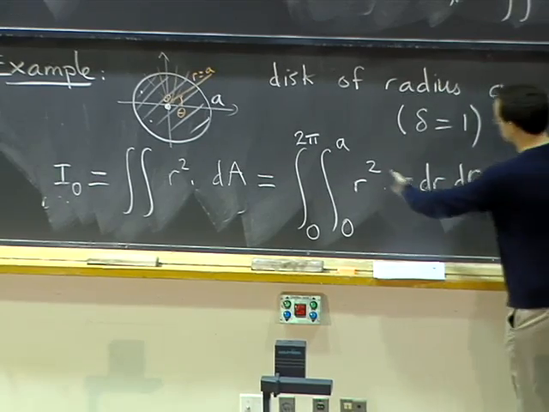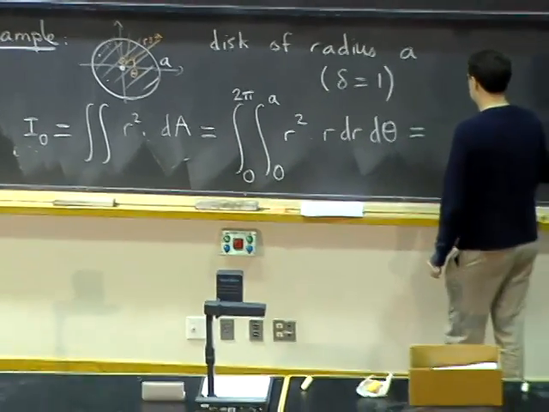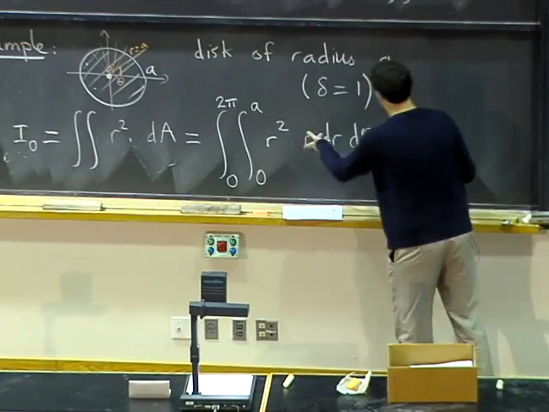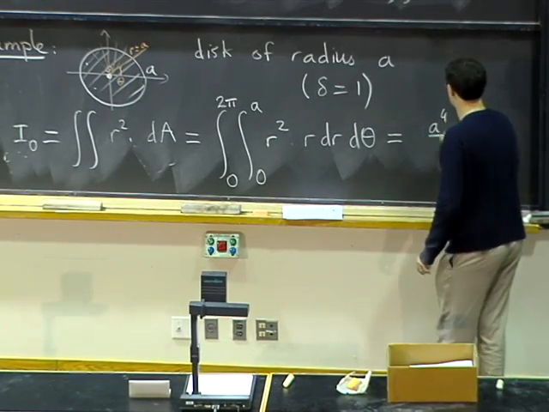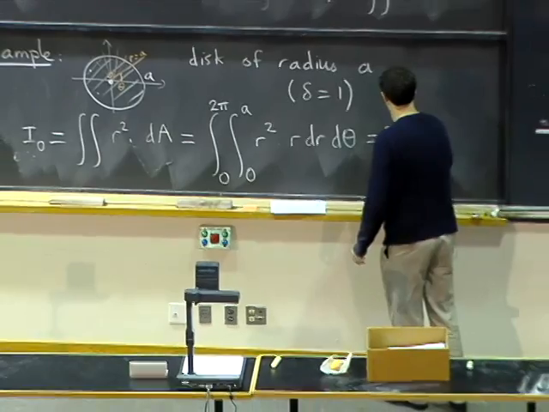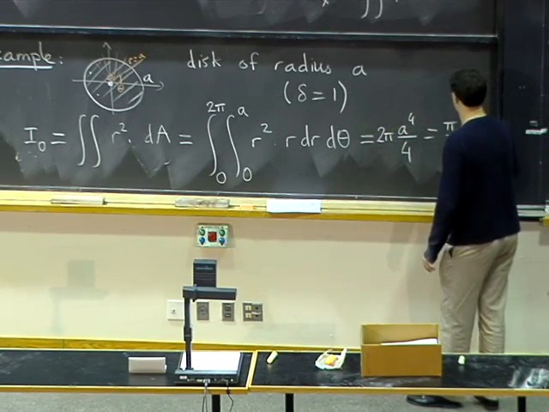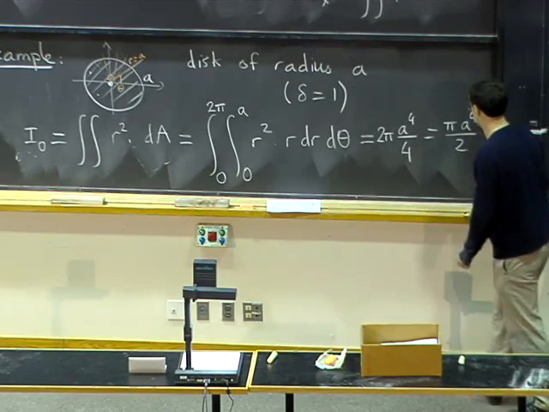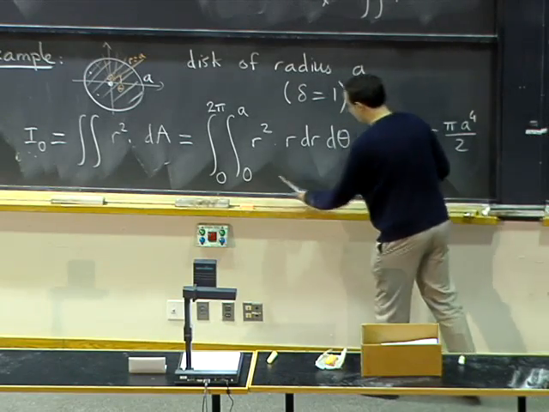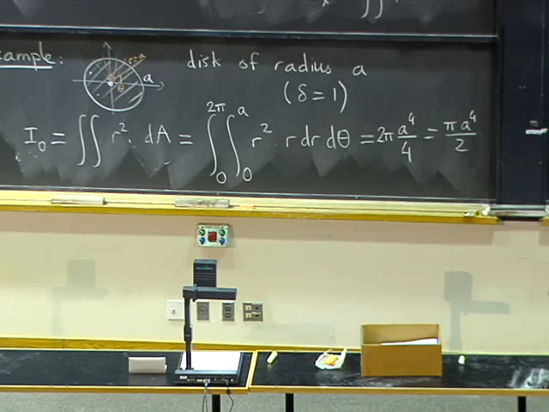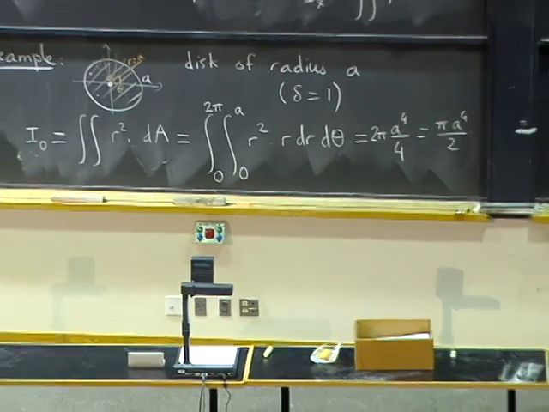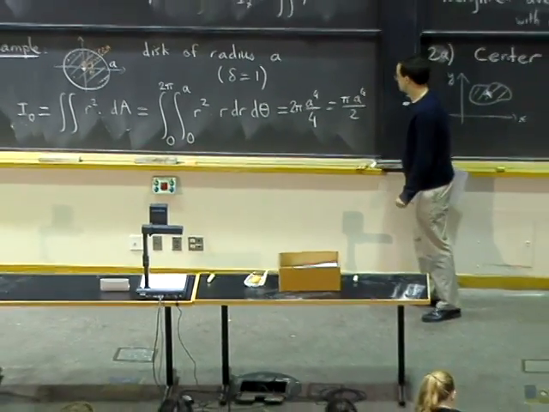And now you can compute this integral. I'll let you figure it out, but the inner integral becomes a to the 4 over 4, and the outer multiplies things by 2 pi, so you get pi a to the 4 over 2. Okay, so that's how hard it is to spin this disk.